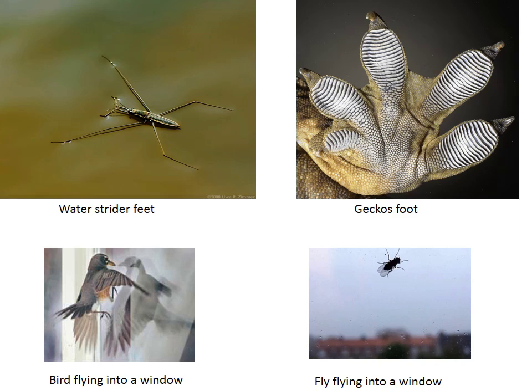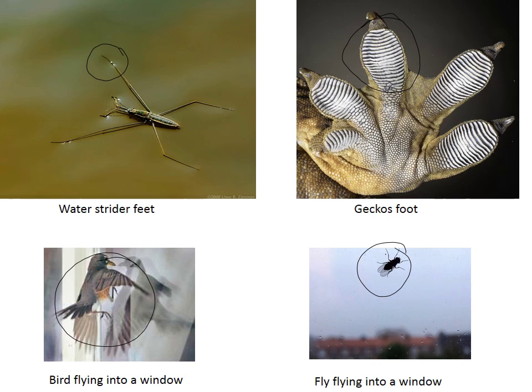Here are the pictures of those organisms we just talked about. Notice the water strider's feet. They're long. Notice the gecko's feet. They're broad. These are each toe. And here is a picture of a bird flying into a window. He doesn't see it and he falls off and most likely dies. Whereas a fly flying into a window is just going to bounce off and it'll be fine.